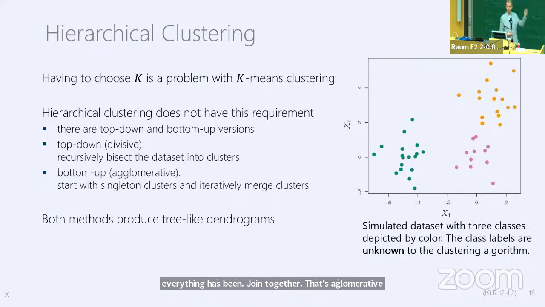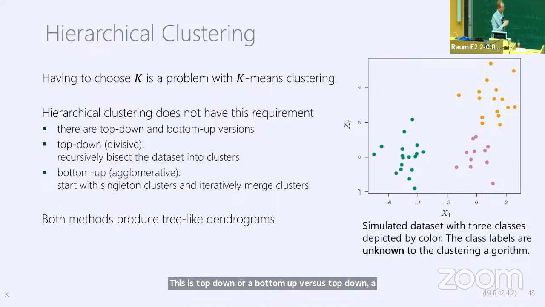I will show it in example slides a bit later. If that is the one way, we can also do the other way around. Let's join all points together, and then find that split into two clusters that maximizes the dissimilarity between these two clusters, and then keep on doing this. So we go from one big cluster until we have n clusters. This is top-down versus bottom-up agglomerative clustering.